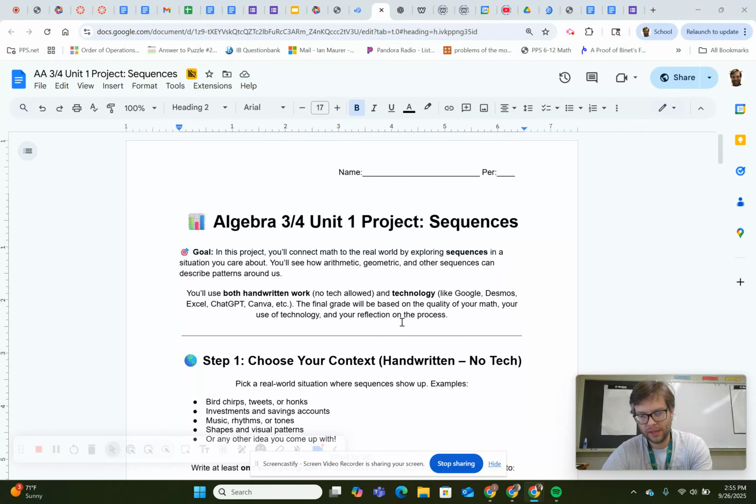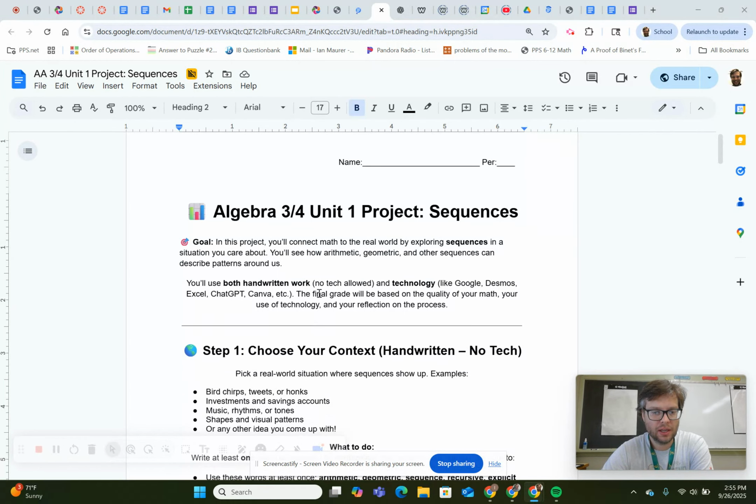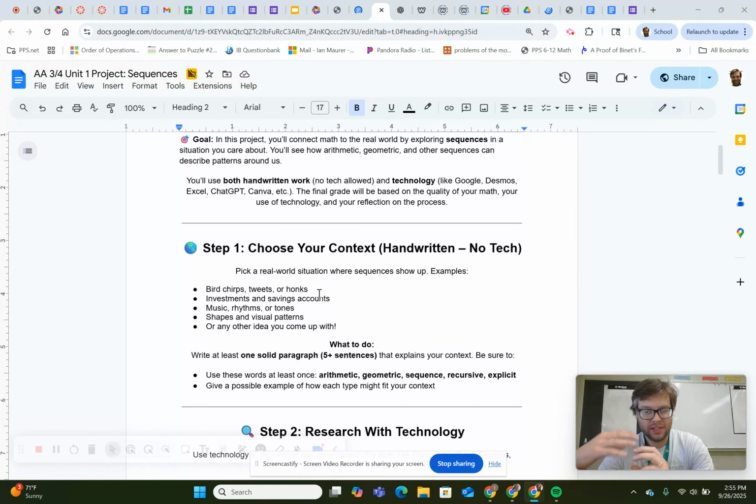sequences, arithmetic and geometric sequences, and then apply that to some context that you care about. You can start by just thinking of whatever topic is something you care about. I have somebody who's looking at music. A couple people are looking at music. Somebody was looking at money. Some people are trying to do something with sports or with skateboarding. There's really just not a limit on what sort of topic you want to choose.